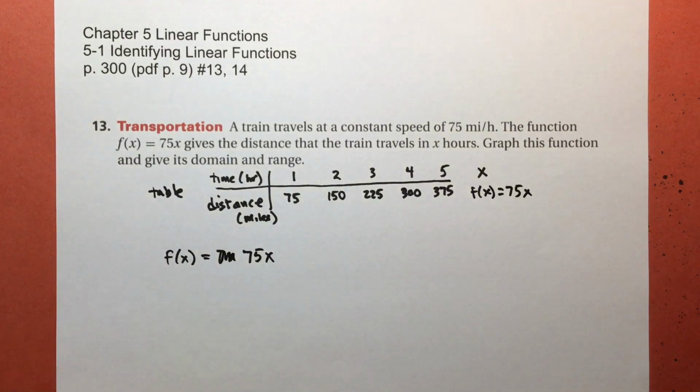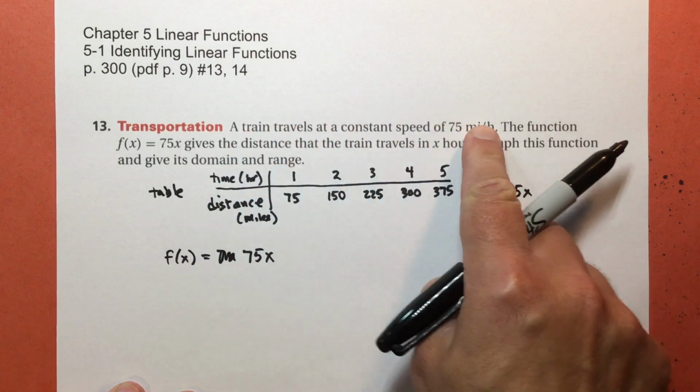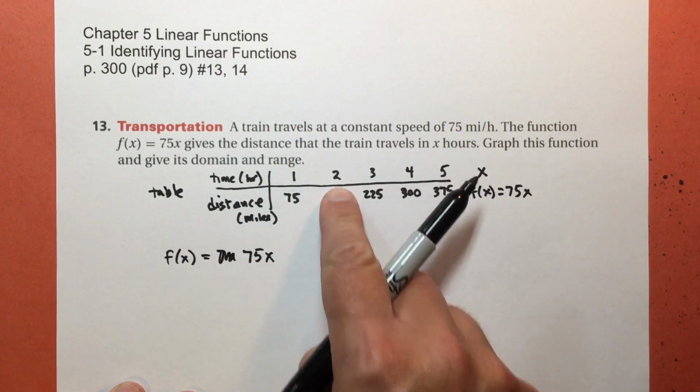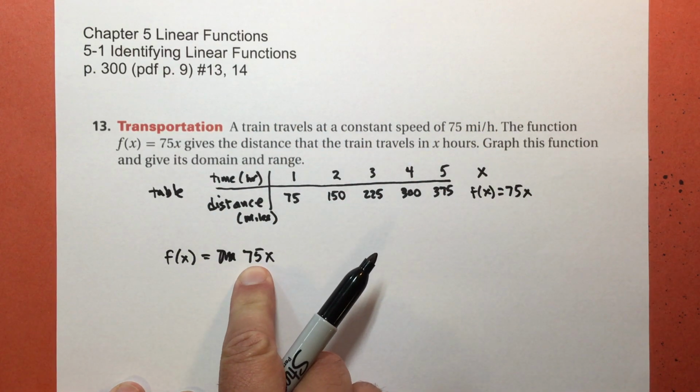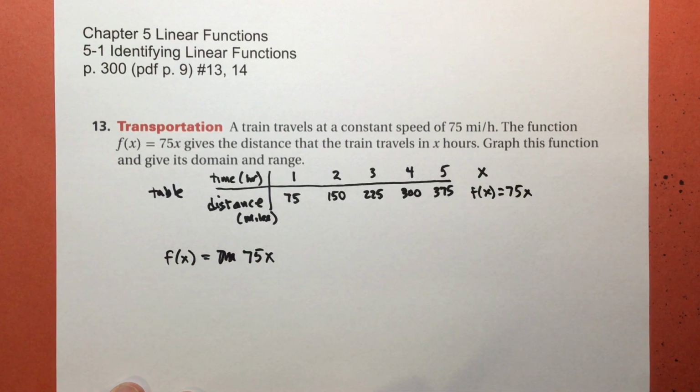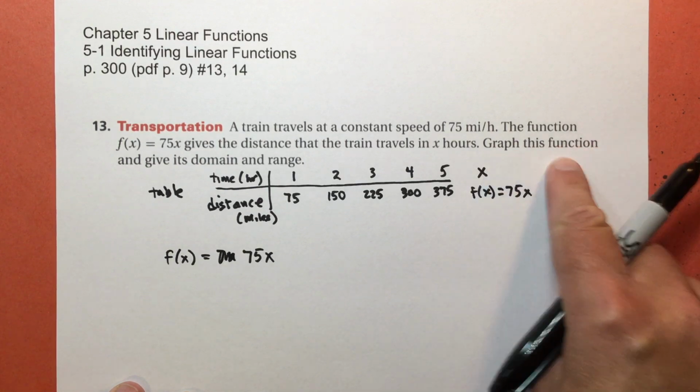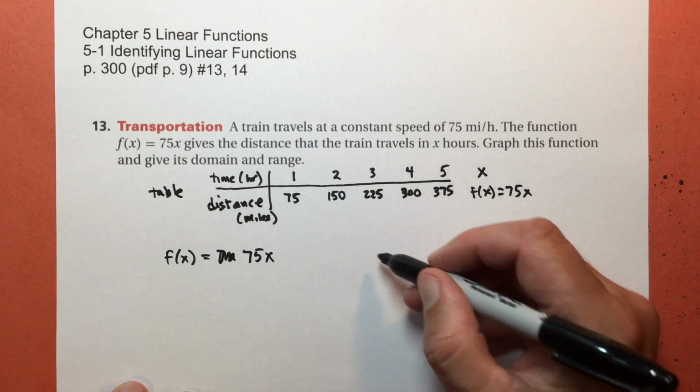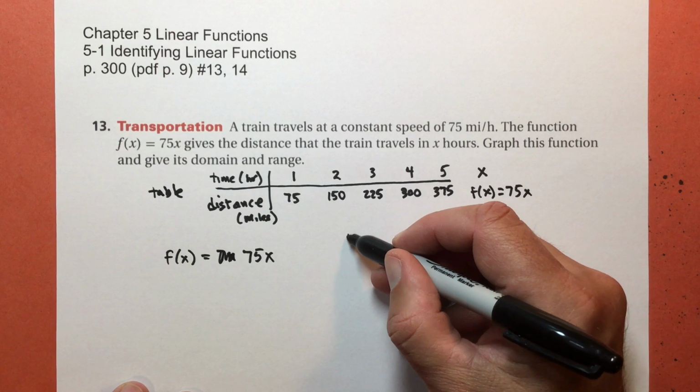All right, so that's connecting everything. It's connecting the words, the table, and the function written as an expression, or if you want to call it an equation, that's fine. The only thing I don't have yet is the graph, which is the whole purpose of it. So all I'm going to do is sketch my graph.